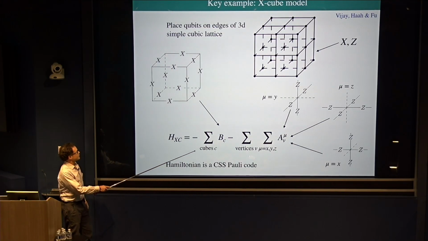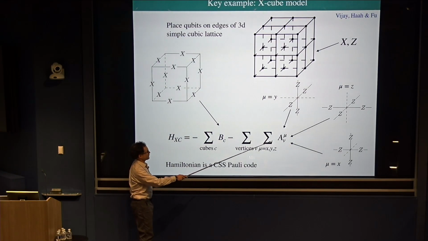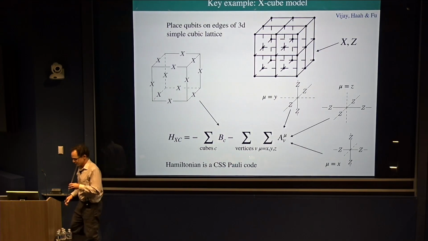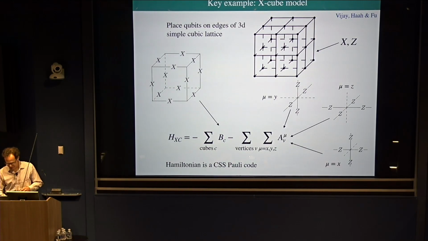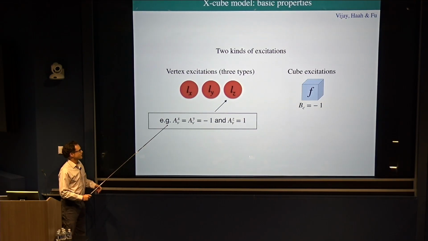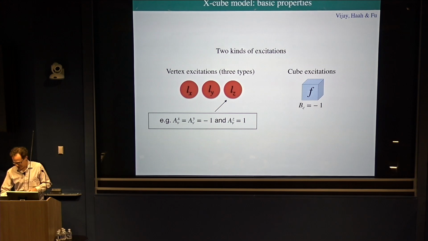So there are cube stabilizers that are products of X's, and three kinds of vertex stabilizers that are products of 4 Z's on the edges next to a site. Correspondingly, there are two kinds of excitations: vertex excitations, where you excite the vertex stabilizers, and cube excitations. What we're interested in is the mobility properties of these excitations.